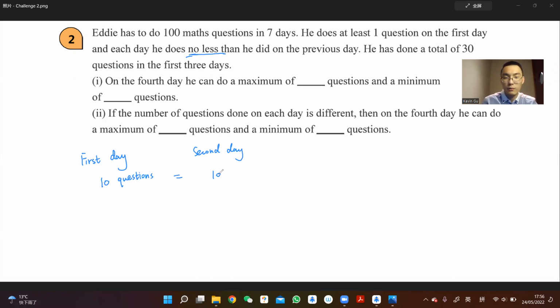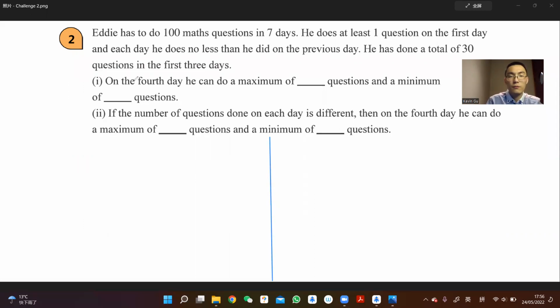So it can be 10 questions, or 11, or 12, or 13, ... It can be 90, right? Because as long as the number of questions on the second day is more than the first day, it's okay. Clear my drawings. Now, since the question is split up into 2 parts, I'll draw a line here for you guys, for it to be easier to be seen.